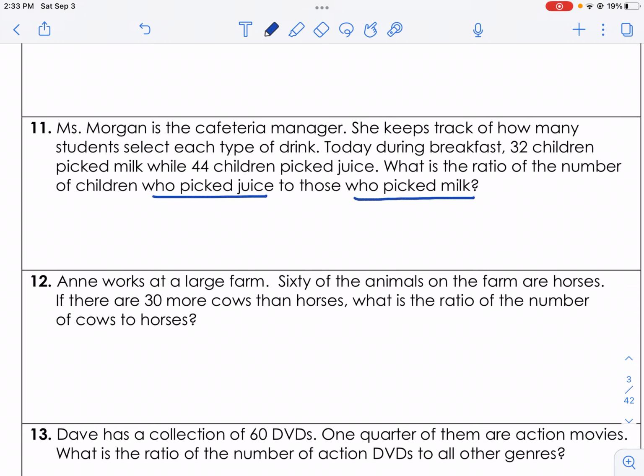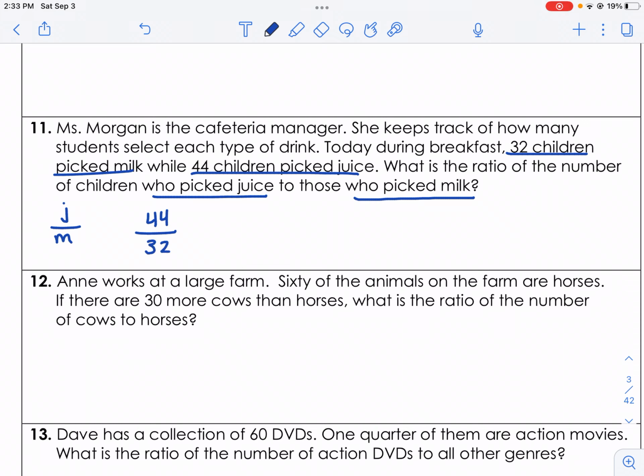This one is tricky because of the order. The ratio of juice to milk means that we're going to look at the juice number on top and the milk number underneath. So what is the juice number? 44 kids picked juice, and who picked milk? 32 children picked milk. Now we have to simplify that. You may not know that 4 goes into both of those. Maybe you do, and that would be great. But suppose you didn't know, you can just divide both by 2. You get 22 over 16.